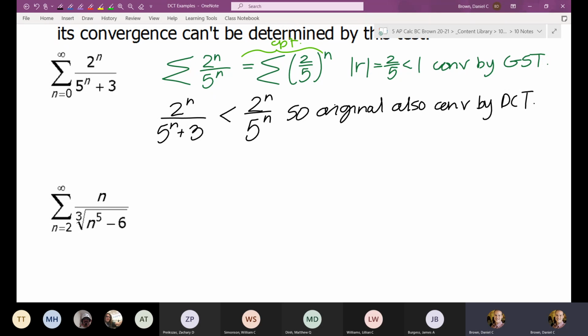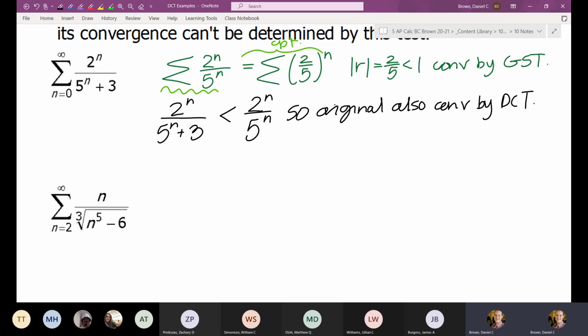I know in the AP exam, a place where students often lose points is they'll just write like 2n over 5n, but you definitely want to make sure you show clearly that you are comparing it to a series. Notice I didn't have to put like n equals a number and infinity on it. As long as I put that sigma sign, it's clear that I am comparing this to a series.